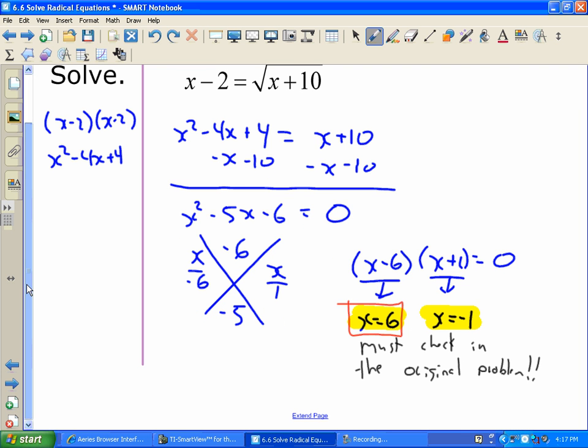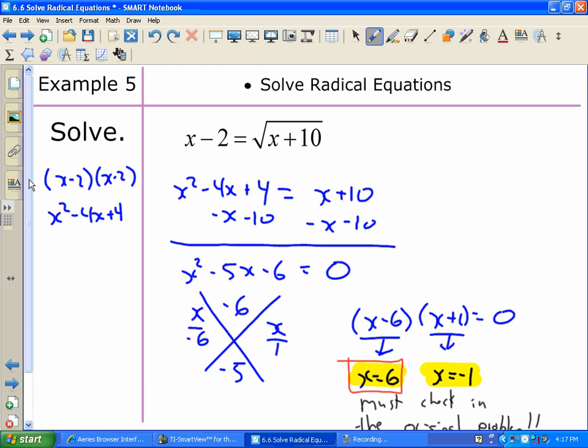Next up, check x equal negative 1. This will now say negative 1 minus 2 equals the square root of negative 1 plus 9. That says negative 3 equals the square root of, oops, I did that math in my head, I apologize. Should be negative 1 plus 10. Negative 1 plus 10 is 9.